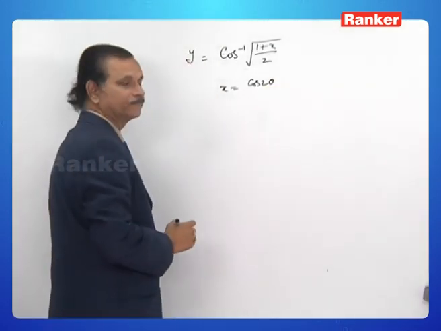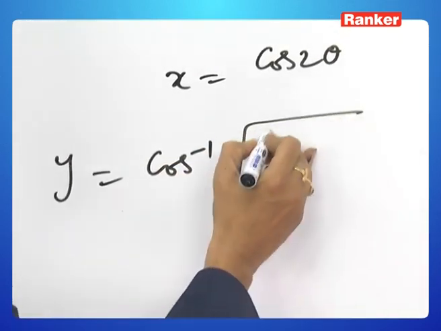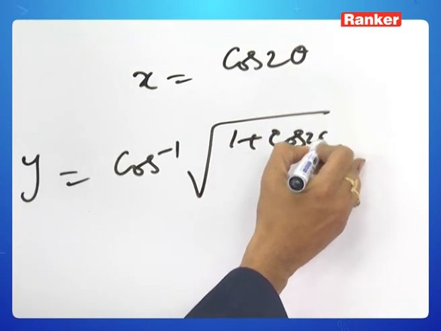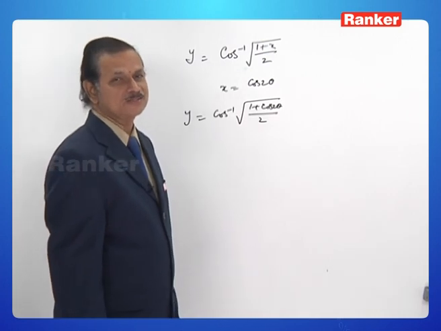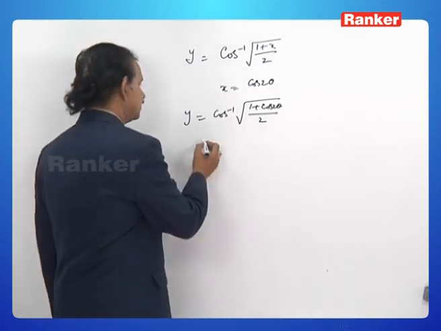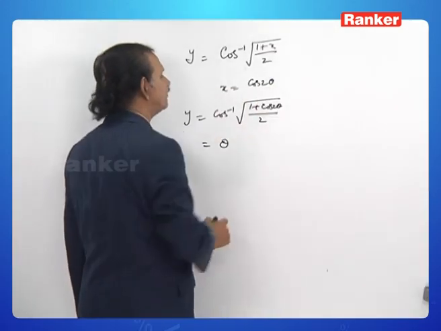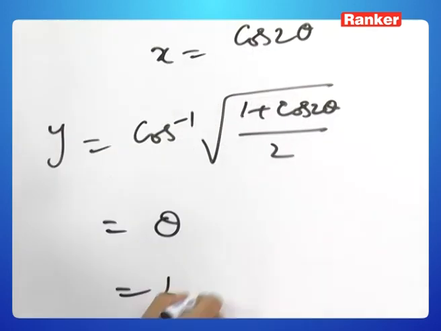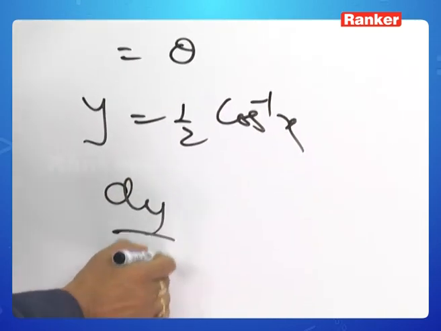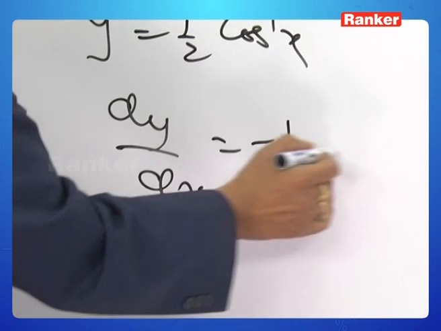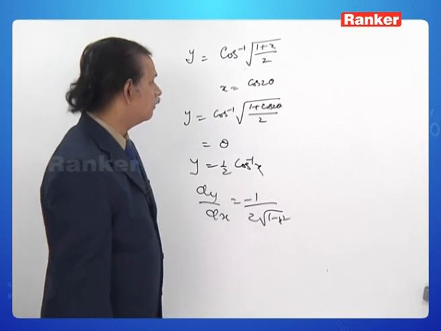Then y is equal to cos inverse of root of 1 plus cos 2 theta by 2. What is 1 plus cos 2 theta? 2 cos square theta. By 2 is cos square theta. Under root it is cos theta. Hence it is theta. You see, 2 theta is cos inverse x. So this is half into cos inverse x. So dy by dx is therefore equal to minus 1 by 2 root 1 minus x square.